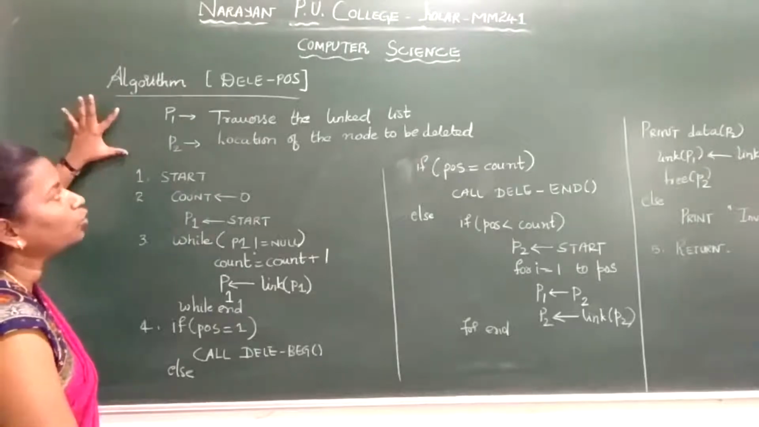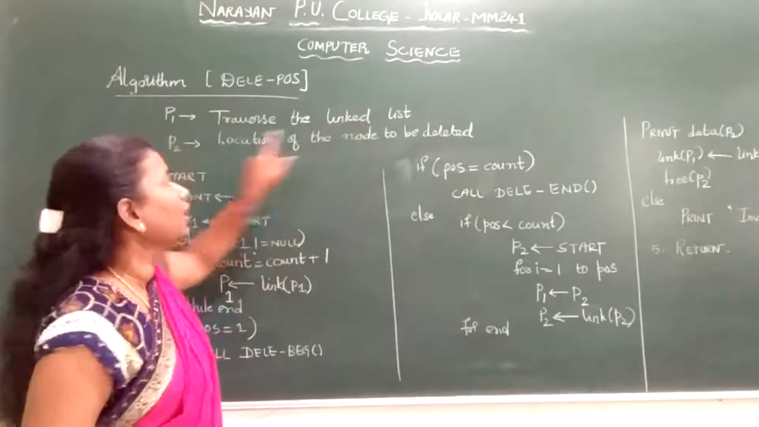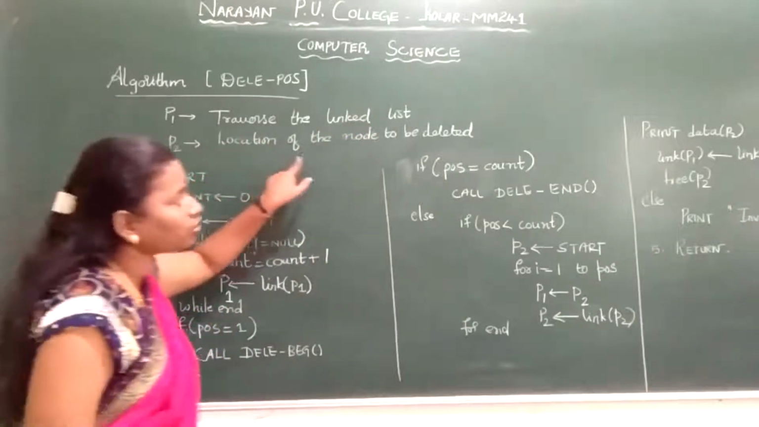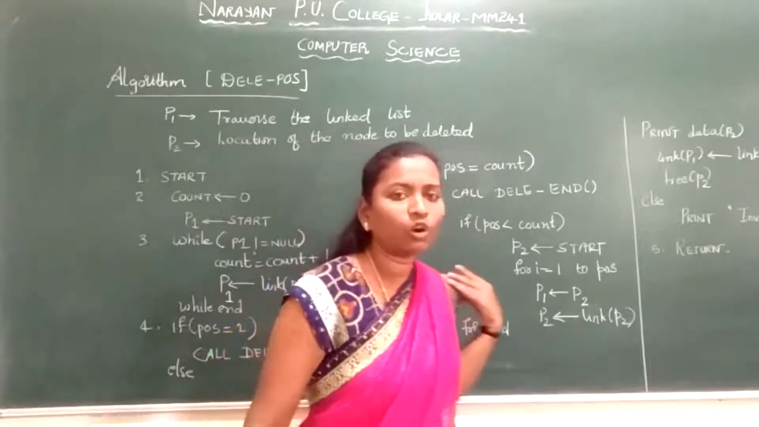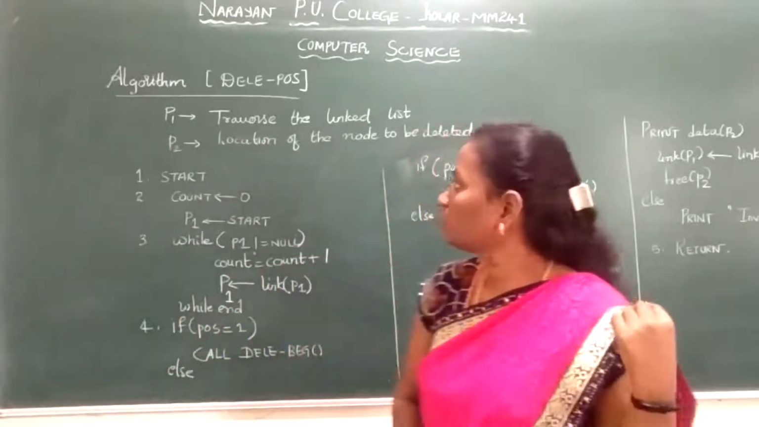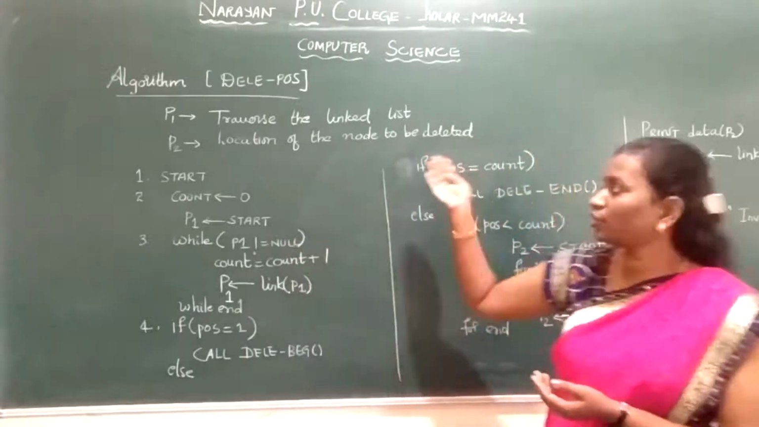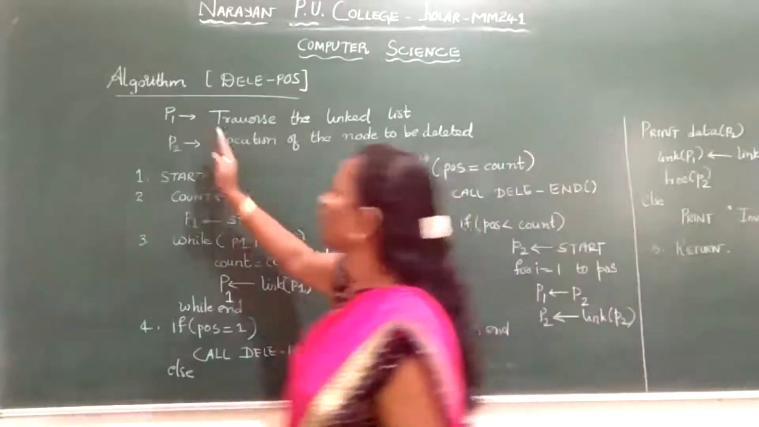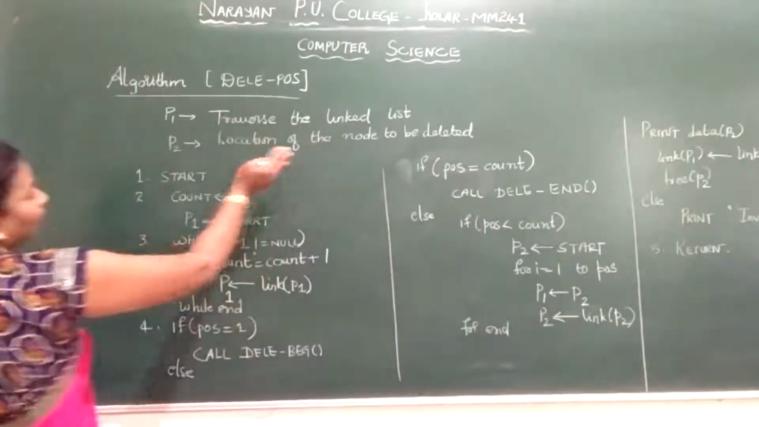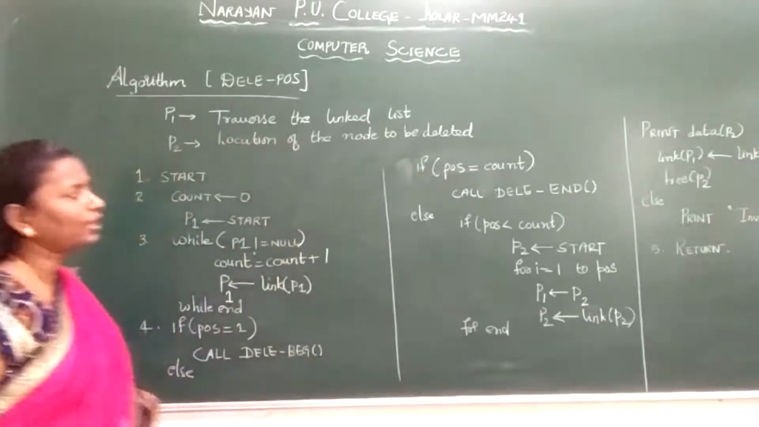Here we have taken two pointers. One pointer, P1, is to traverse the linked list. Next, P2 is to find the location of the node to be deleted. I repeat, P1 and P2 are the pointers. P1 will always traverse the linked list, and P2 will hold the location of the node to be deleted.